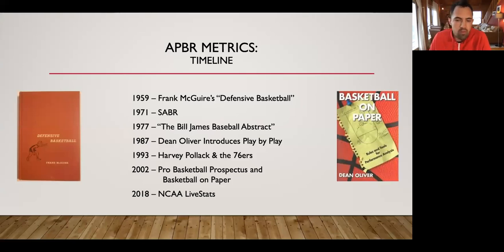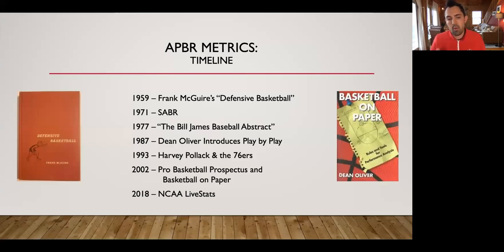In '87, Dean Oliver, whose name most of you probably know, is basically the godfather of basketball analytics. He started to toy with this idea in his house, using a pen and paper. He asked, hey, can I record play-by-play, basically look at basketball on a possession level? A few years later, this started to catch on in the NBA. The 76ers were the first team to start doing this.